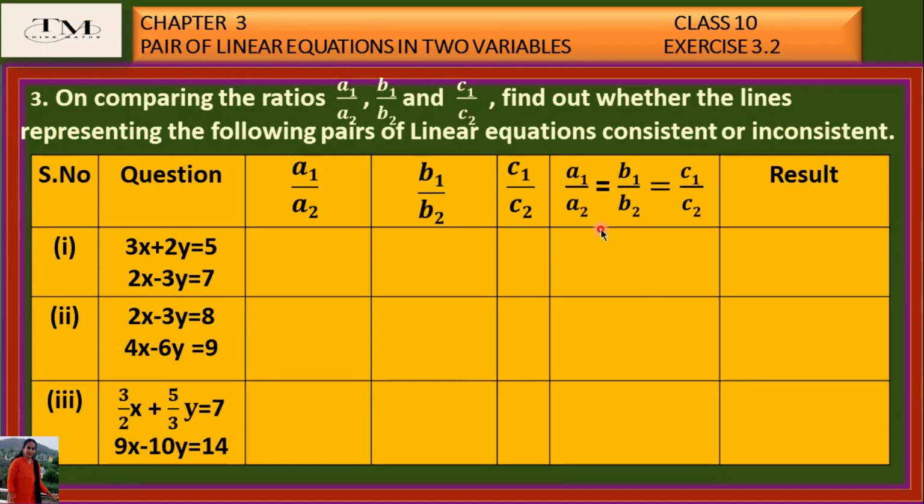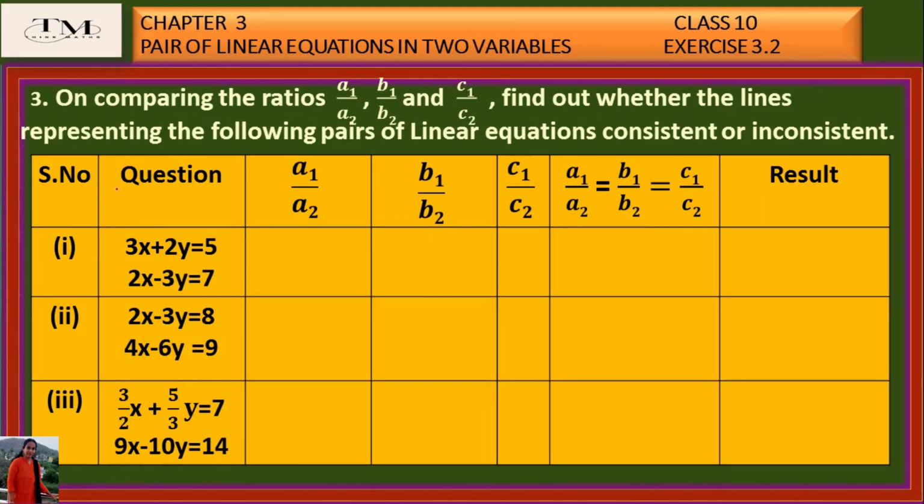So now, if A1 by A2 is not equal to B1 by B2, then it is consistent, as well as if A1 by A2 equal to B1 by B2 equal to C1 by C2, it is consistent. Suppose if A1 by A2 is equal to B1 by B2 but not equal to C1 by C2, then it is inconsistent. So let us first write the general form.